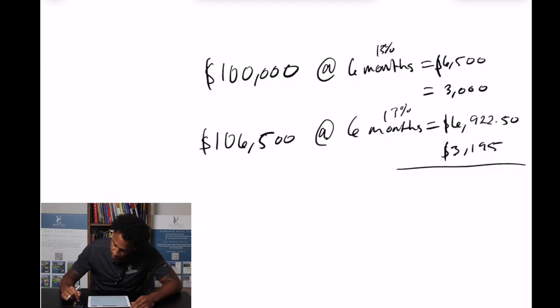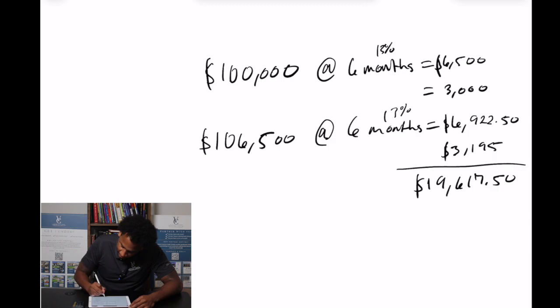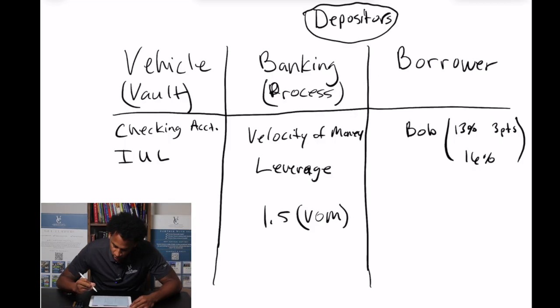$6,922.50 plus $3,195. So we made a total of $19,617.50. And that's a 19.6% yield. So just off of using the velocity of money and utilizing the borrower, we made 19.6%.